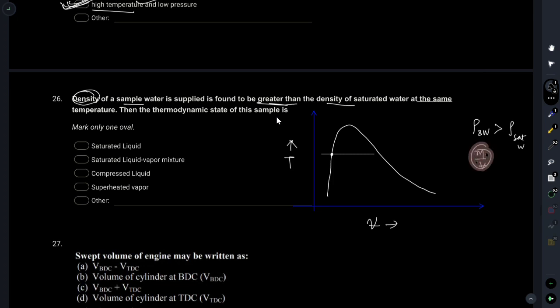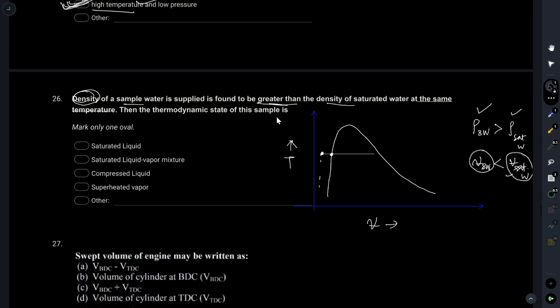If we write in terms of volume per mass, then the specific volume of sample water, SW stands for sample water, will be less as compared to the specific volume of saturated water. So if the density of sample water is greater than the density of saturated water, then the specific volume of sample water will be less. That means our thermodynamic state point will be somewhat here: here we have the saturated water, and here the sample water, with a lower specific volume.